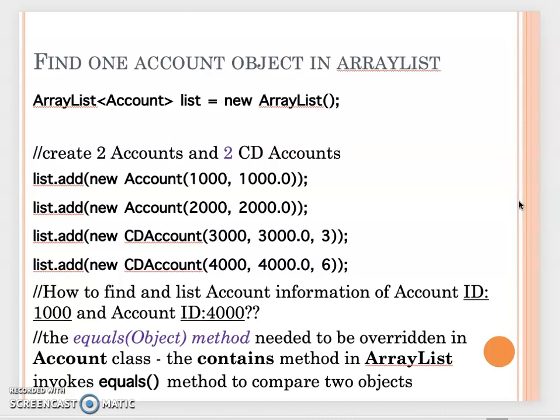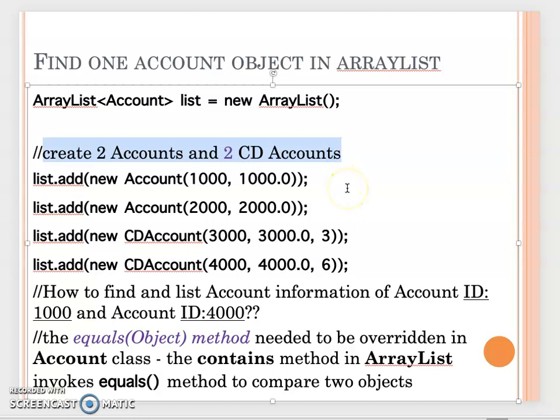So, for example, let's create an ArrayList whose data type holds Account objects. We call that the list. After we create the ArrayList of accounts, you have the list object reference to the ArrayList. Since we already defined the data type as Account, you can skip the angle bracket contents again in the constructor. So when we create the list to hold different account objects, we can add two accounts and two CD accounts.